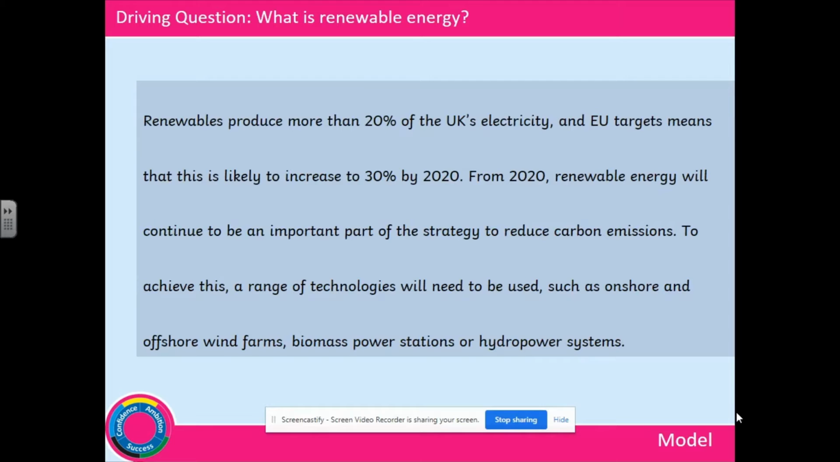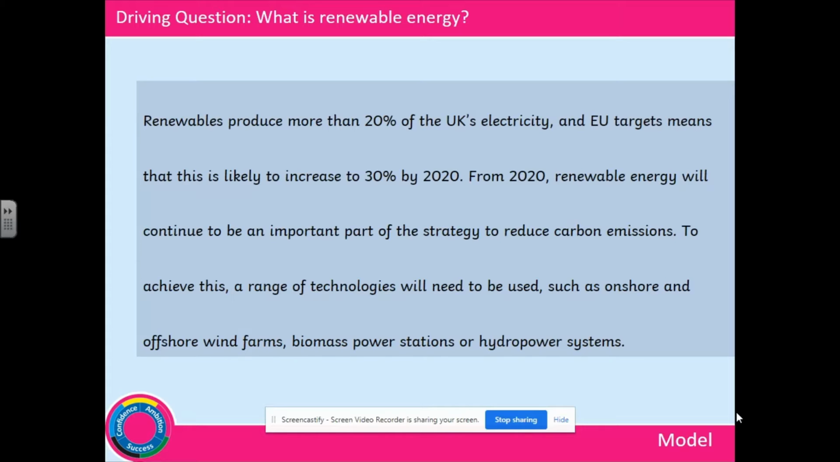Now, looking at renewable energy in the UK, renewables produce more than 20% of the UK's electricity, and the EU target means that is likely to increase by 30% by this year. From 2020, renewable energy will continue to be an important part of the strategy to reduce carbon emission. To achieve this, a range of technologies will need to be used, such as onshore and offshore wind farms, biomass power stations, and hydro power systems.